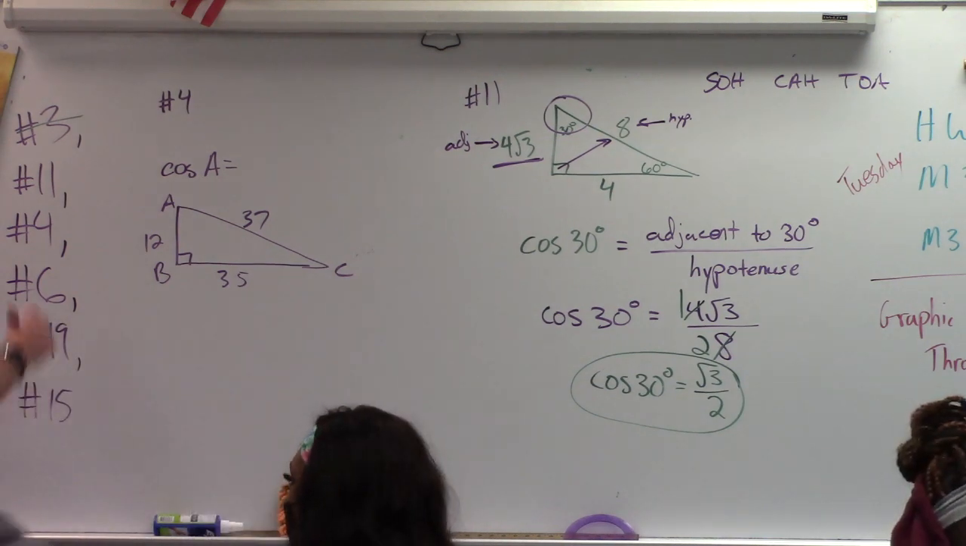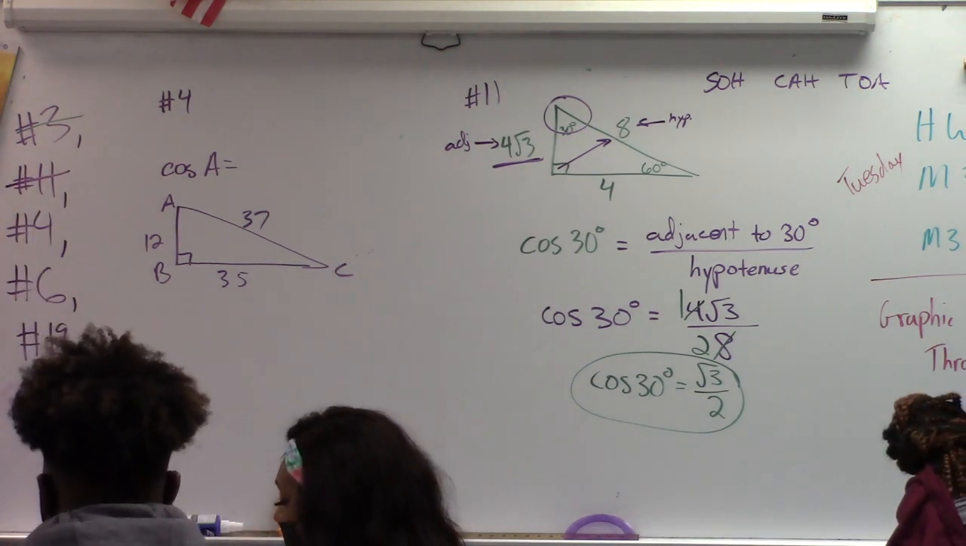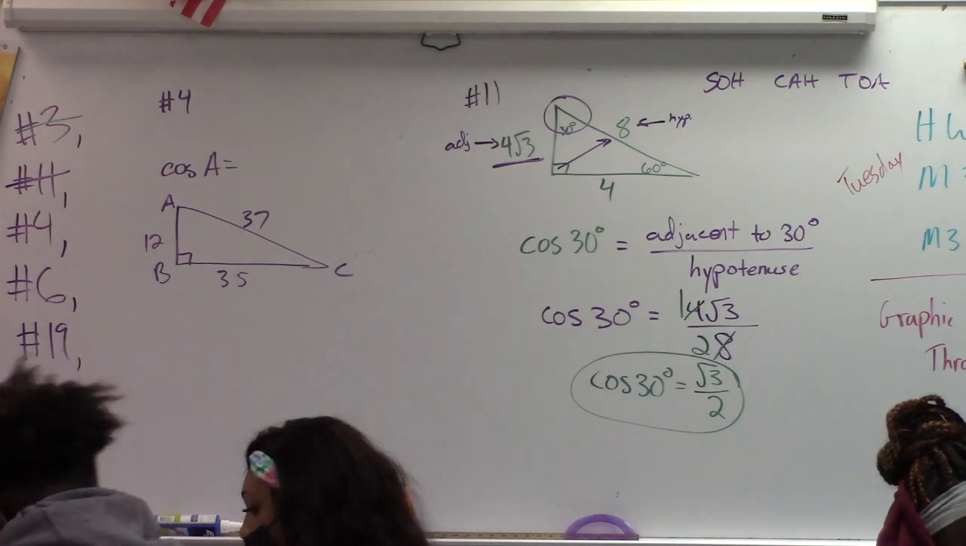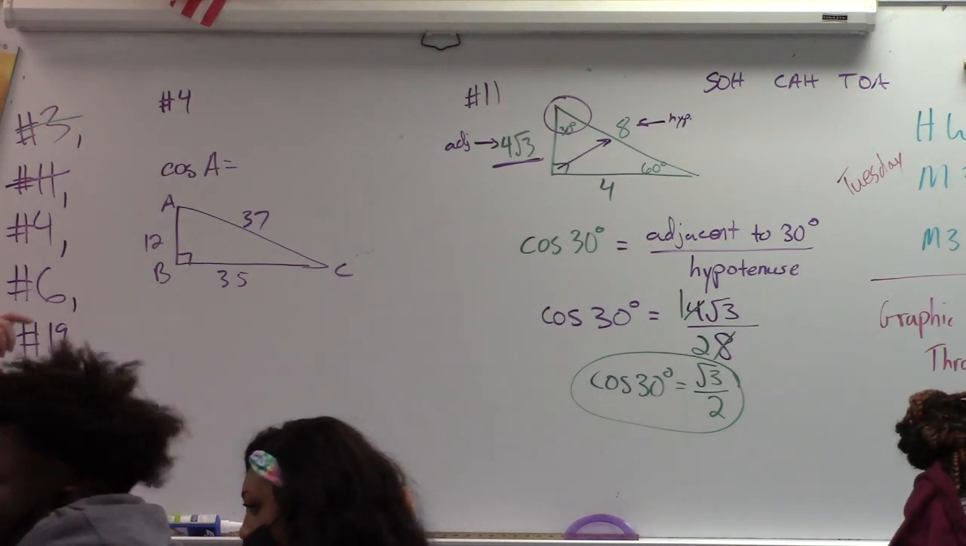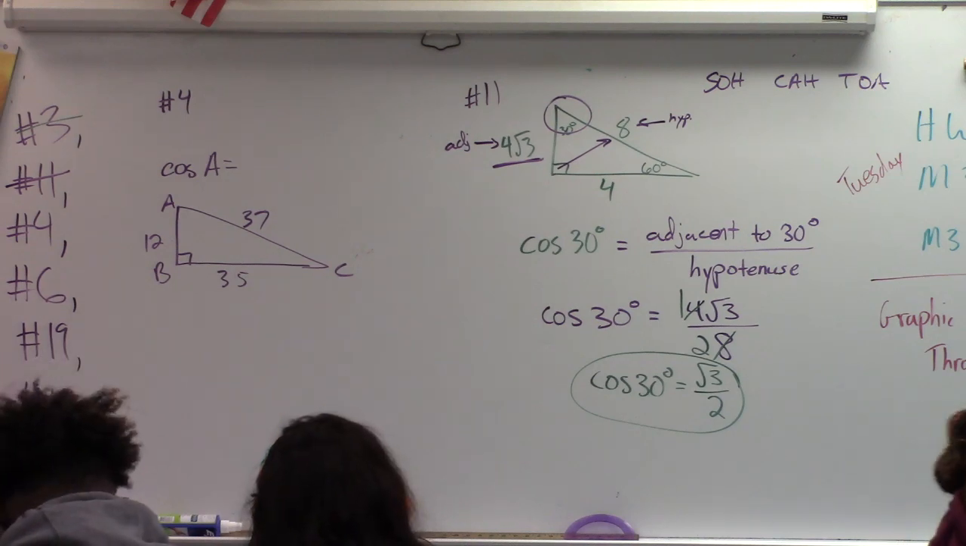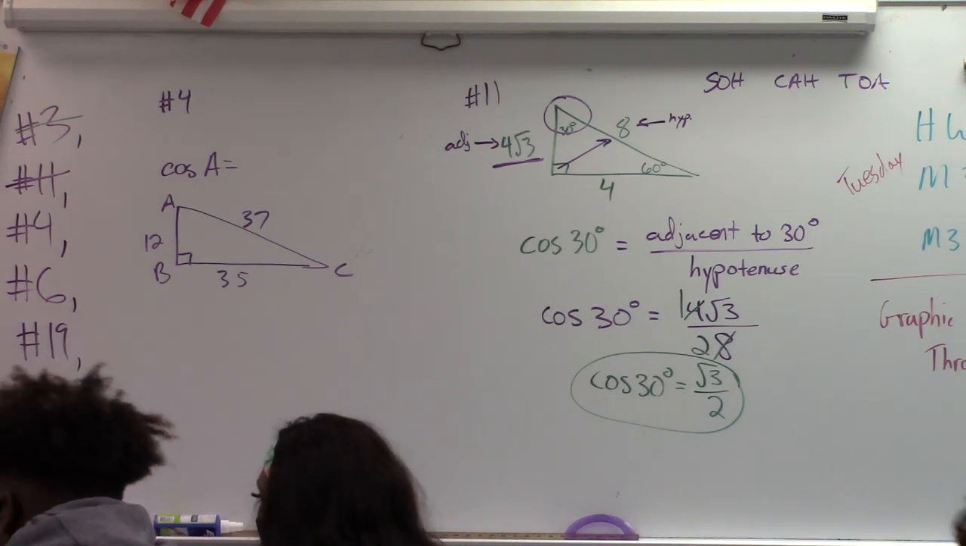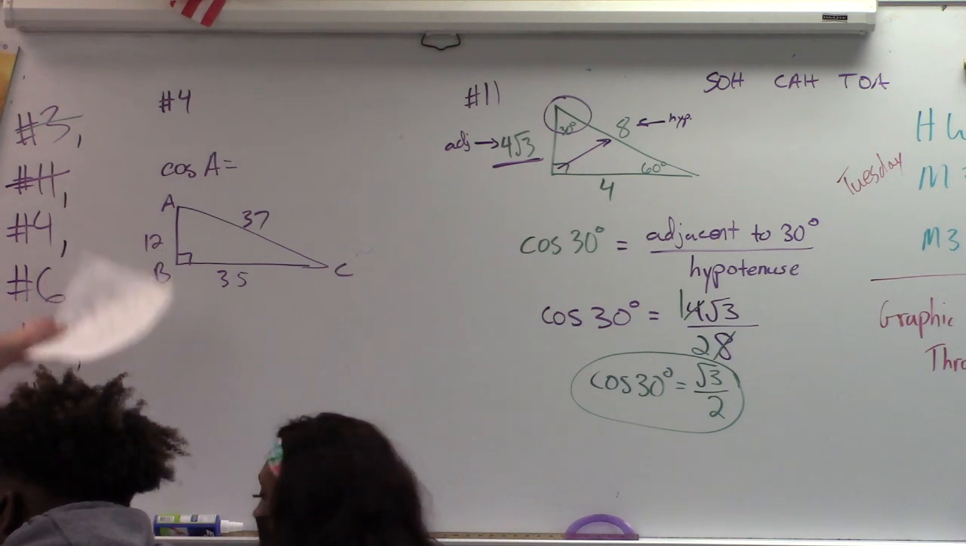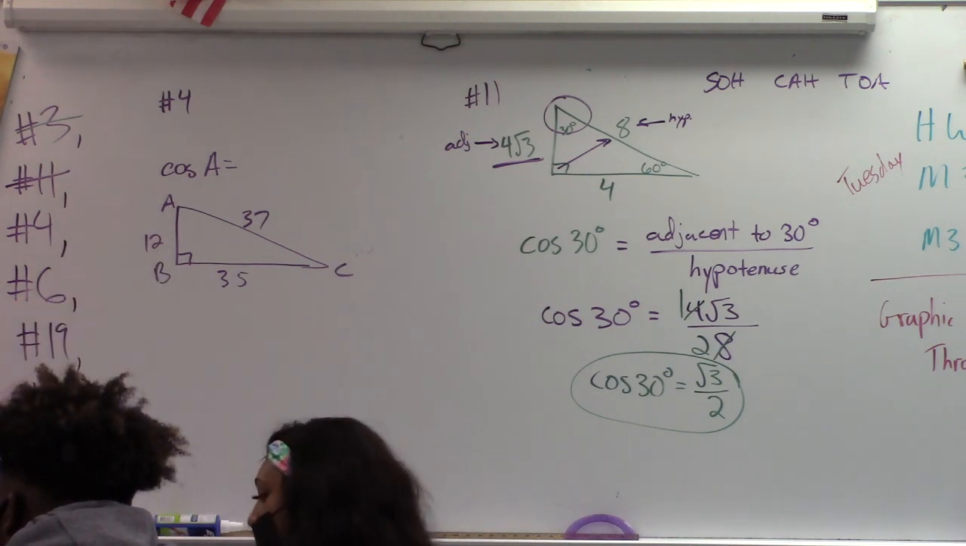All right, who asked for number 4? Which group? Do we remember? Number 3. I think it was 3, 11. Was it y'all? No? Was it you? Y'all asked for it? Okay, so Ren, any idea how to get started on cosine of angle A now?